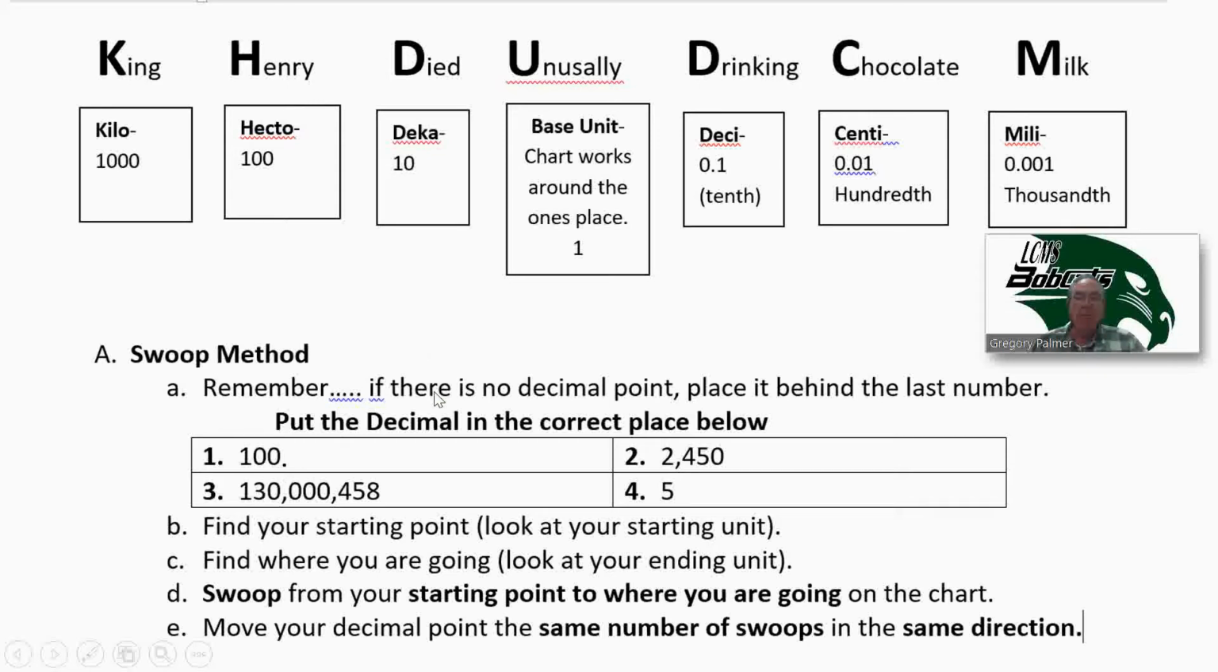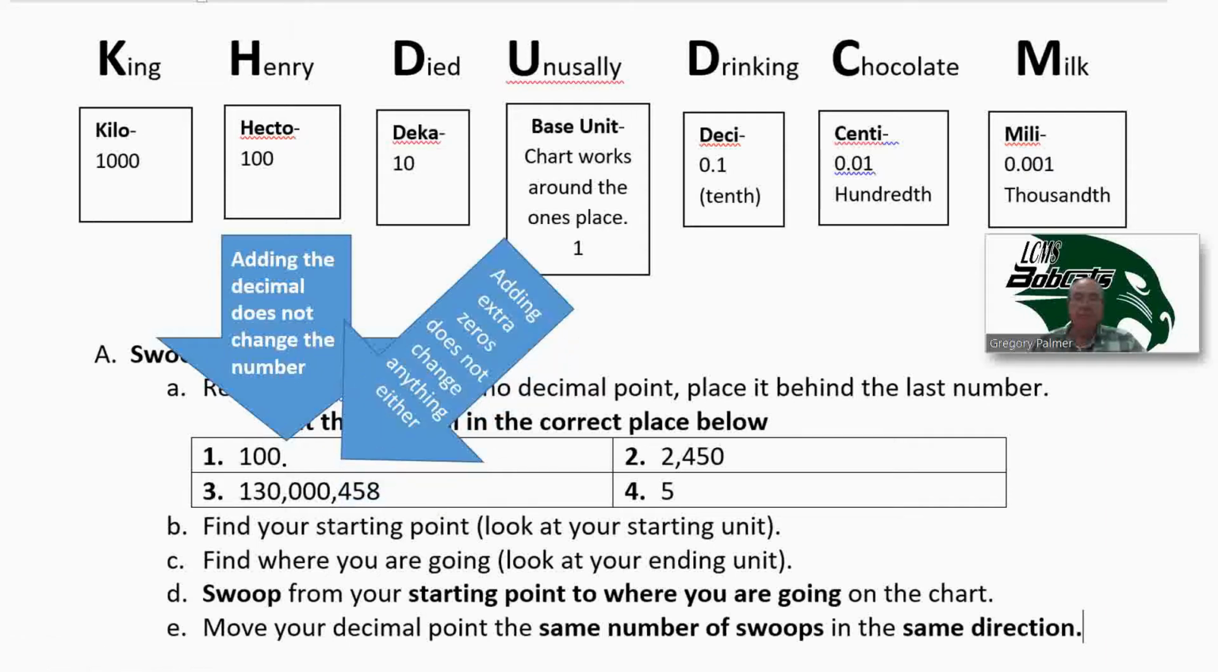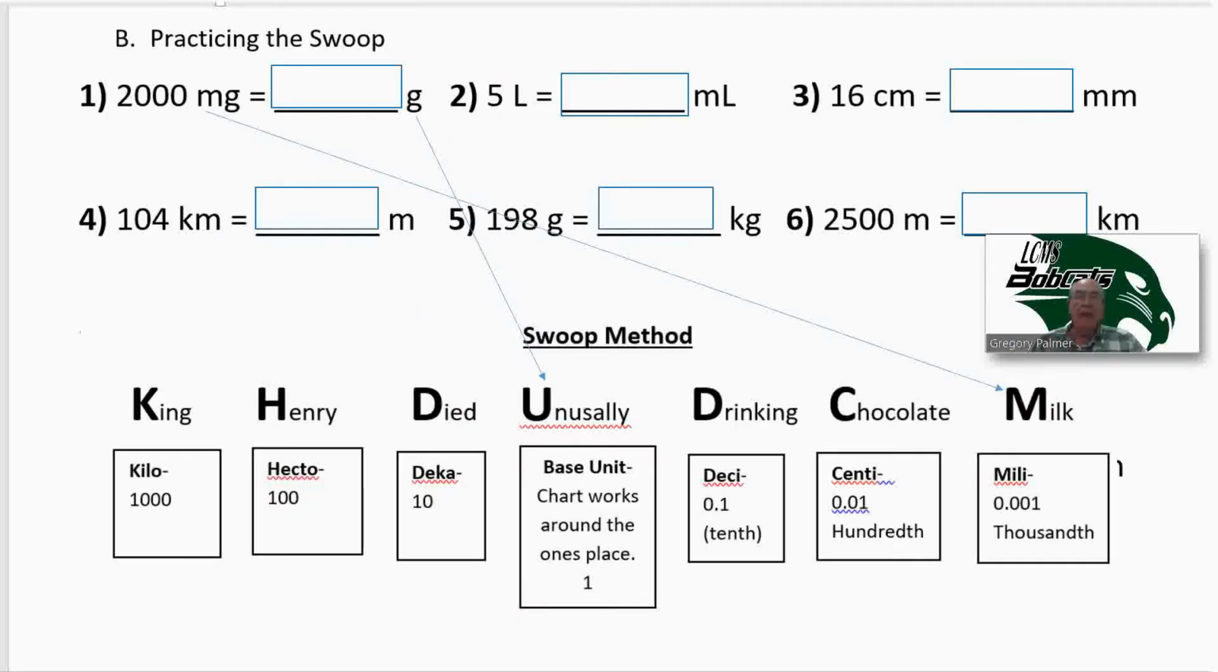Okay, remember, if there's no decimal place, you can put one behind the last number. Adding the decimal point doesn't change anything. Adding extra zeros doesn't change anything. When they ask you to convert, you can write this down. King Henry died unusually drinking chocolate milk.